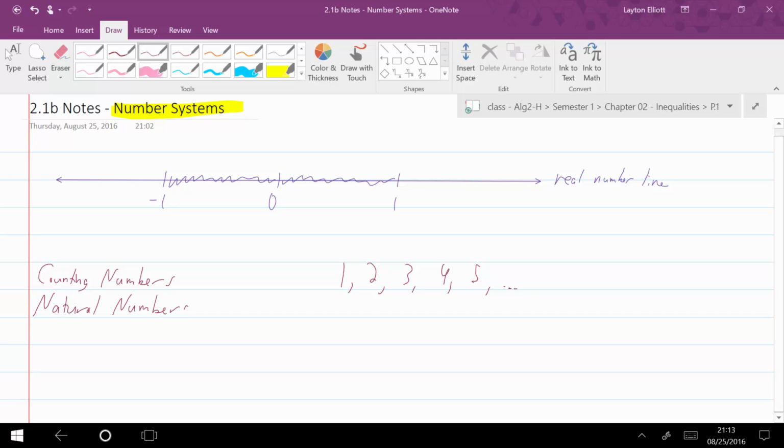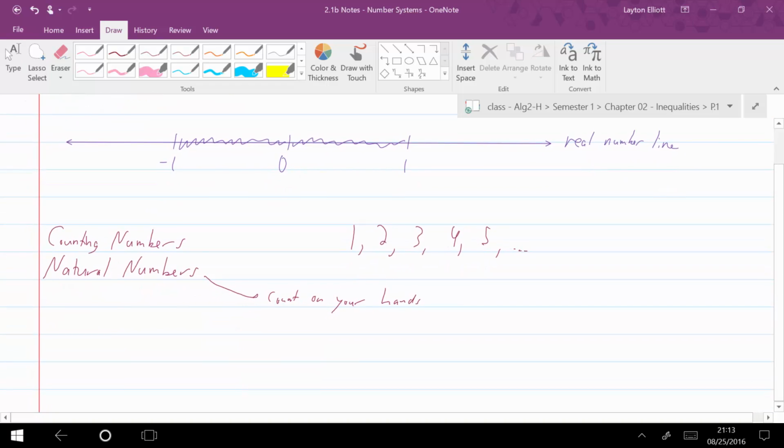Now, that's a little bit of a misnomer, because so many numbers that we're going to study that aren't counting numbers do naturally occur. But they're the numbers that you can count on your hands. So I like to say this as count on your hands. Now, you can't count 11 on your hands, but you get the idea that you could have 11,000 of something and still a counting number.